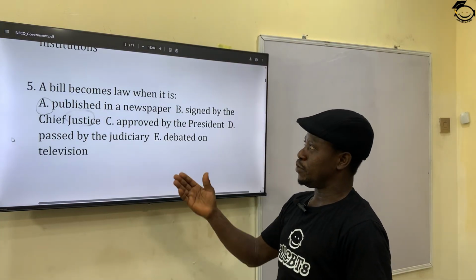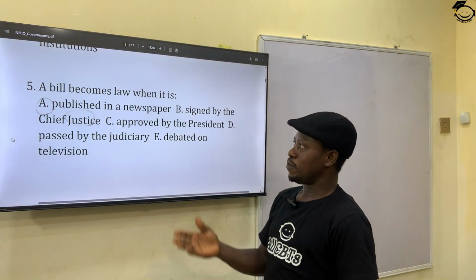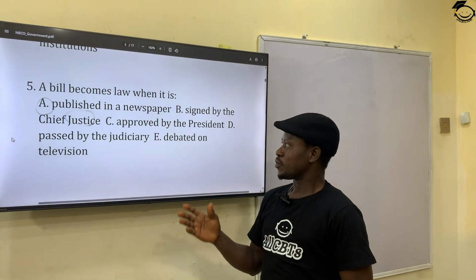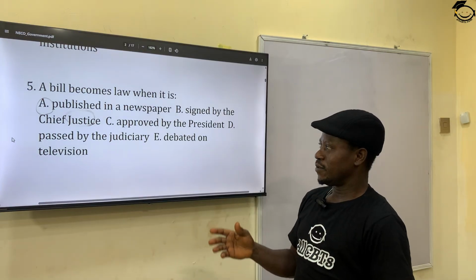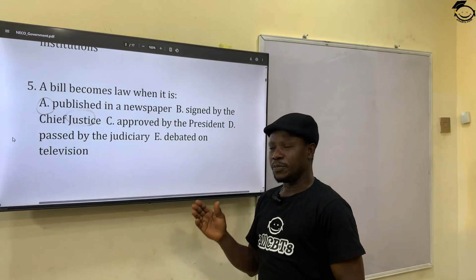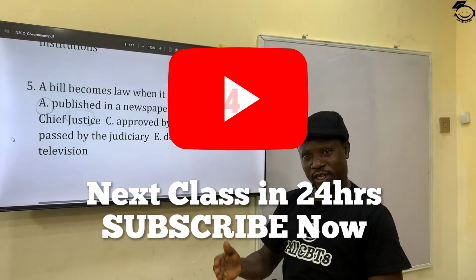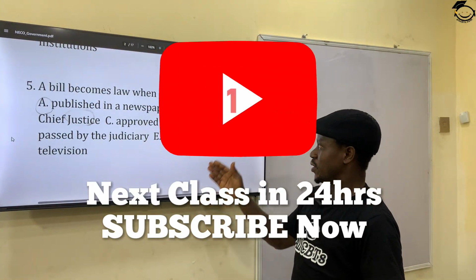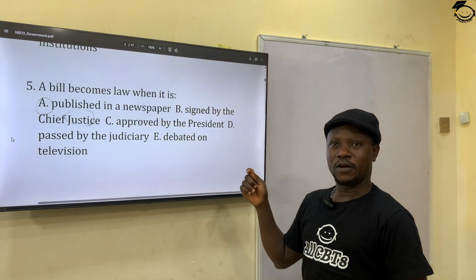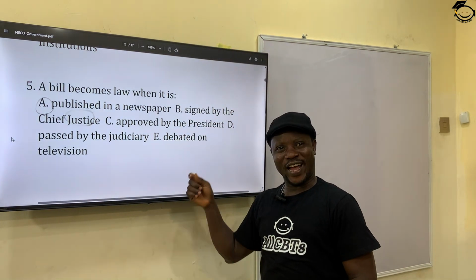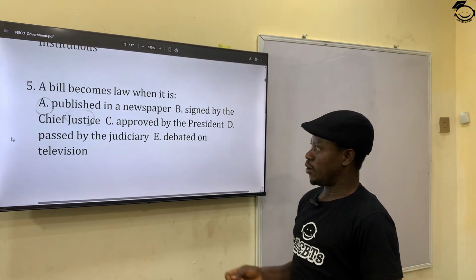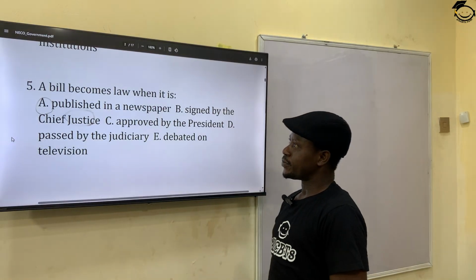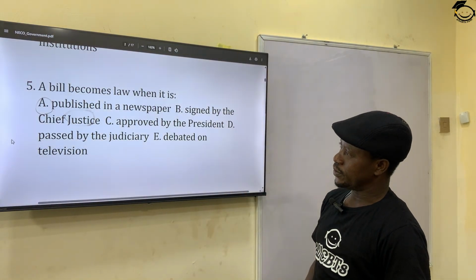So in this case, a bill becomes law when it is: A. published in a newspaper, B. signed by the Chief Justice, C. approved by the President, D. passed by the Judiciary, E. debated on the television. From what I just summarized to you about the process of passing a bill into law, the answer here is approved by the President. We call it assent of the President, approval of the President. That's what turns a bill into what? A law. Let's look at the next question.